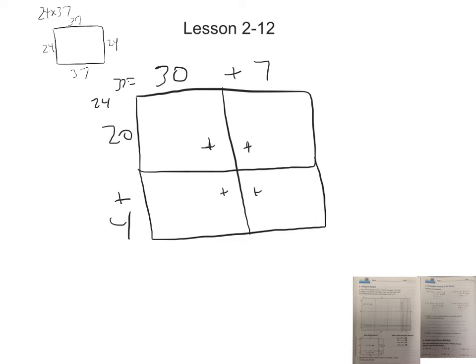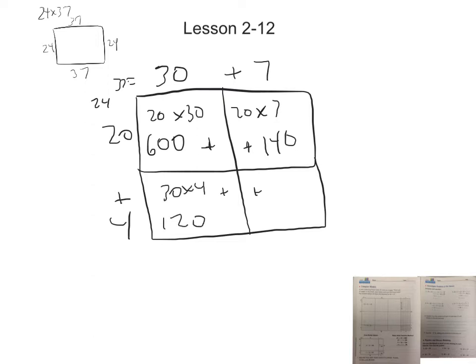because these are all the partial products. Here you have 20 times 30 now, so it is 6 with the two zeros. Here you have 20 times 7, which is 2 times 7 equals 14, add the 0. Down here you'd have 30 times 4, which equals 120. And here you'd have 7 times 4, which equals 28. Then you would add all the partial products together, as I'm doing here.